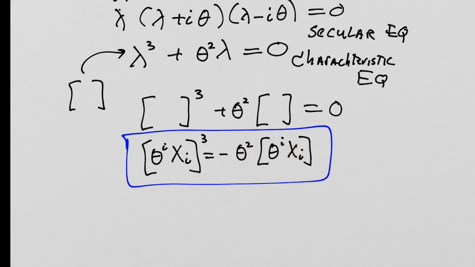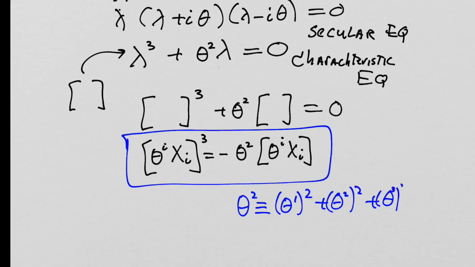But this guy here, theta 2, I better write it down. Theta 2 is defined as theta 1 squared plus theta 2 squared plus theta 3 squared. So this is really theta squared. I shouldn't call it theta 2 squared. This is not theta 2. This is theta squared, and that one is theta 2.